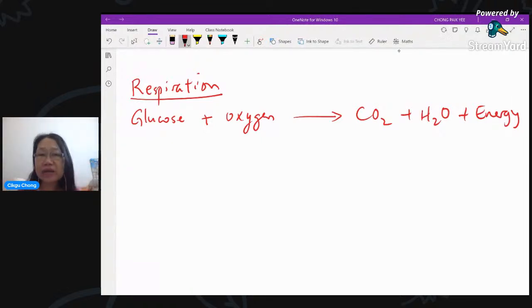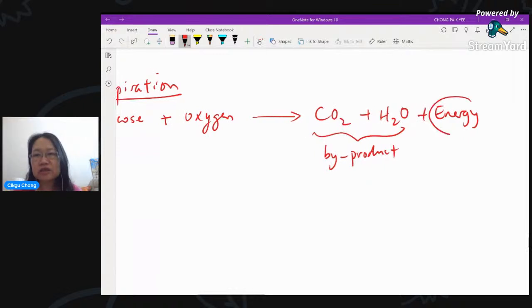Even for plants. Plants will carry out this also 24 hours a day. So glucose will be oxidized by this oxygen and you get carbon dioxide as a waste. This is called a byproduct. All this is byproduct. Byproduct means it's something that is not the purpose of doing it. This is not the purpose why they want to carry out this process. The main product is energy. This is why the cell wants it. Main product. Okay, main product.